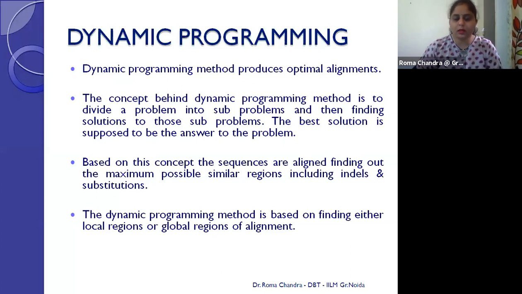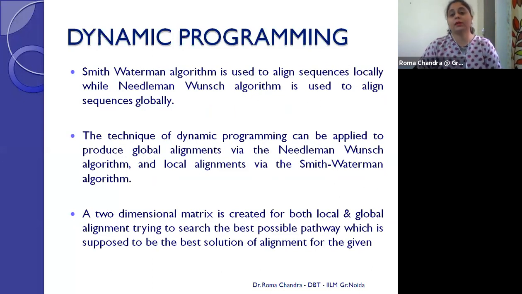Okay, so I'll talk about this. There are basically two algorithms that come under the dynamic programming method. The first one is Smith-Waterman and the second one is the Needleman-Wunsch algorithm. So we have two approaches, the local approach and the global approach, to search for our similar regions. In case of the local approach, the algorithm we are going to apply is Smith-Waterman, given by these two bioinformaticians. And Needleman-Wunsch gave the algorithm for the global approach.